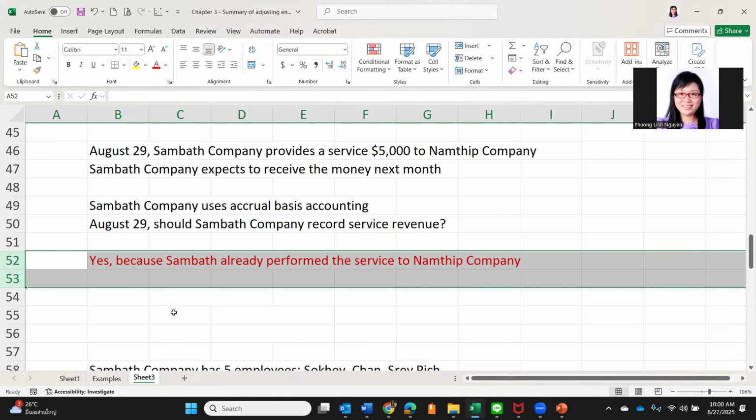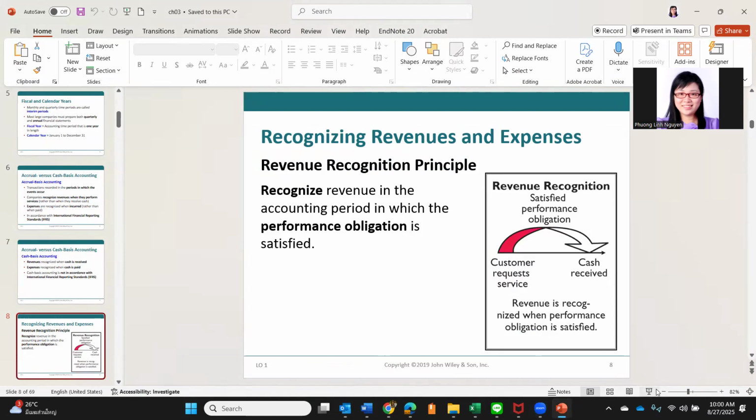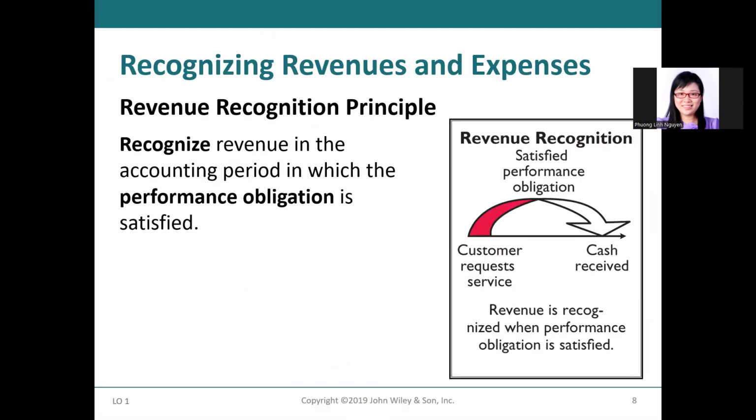All right. Okay, so let's continue. So let's look at the revenue recognition principle. The revenue recognition principle says that we recognize revenues in the accounting period in which the performance obligation is satisfied. It means that we record revenues in the period when we already perform the service.